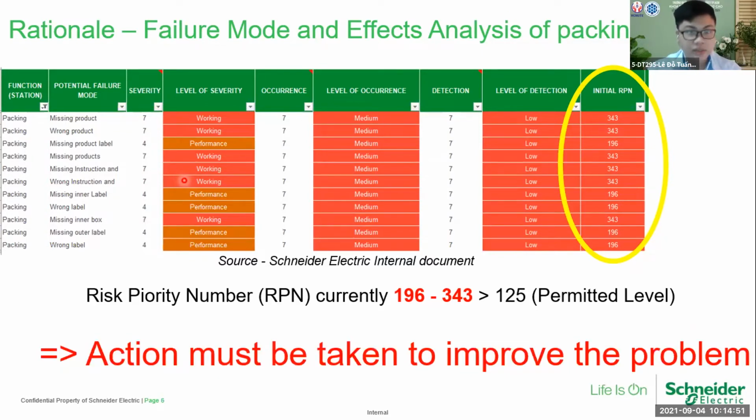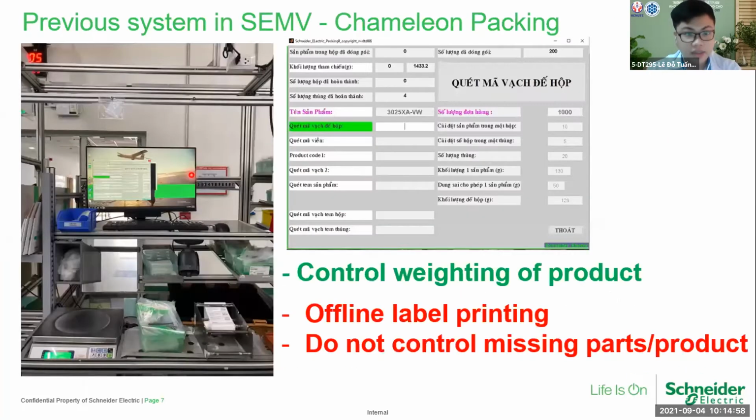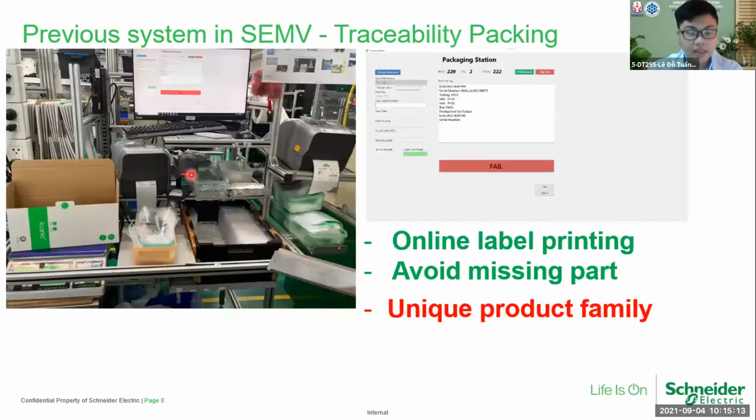In the past, the company had several systems to solve the problem, like the chirL packing and traceability systems. For the chirL packing, it can control the weight of the product. However, the system cannot handle offline label printing and cannot control the missing part. Moreover, the traceability packing is quite perfect. It can solve the main problems in packing, change the process to online label printing, and avoid missing parts. But the system cannot be used with certain types of product families. It works with part cost, and it will be useless when meeting an order.